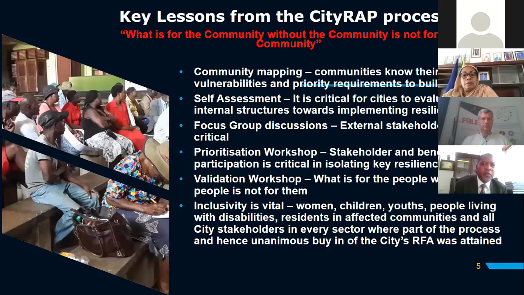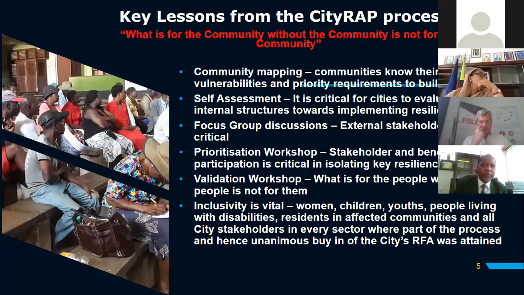What is for the community without the community is not for the community. That is important. This is what we learned from the participatory processes we engaged in during the city process. Residents were saying, what is for the community without the community is not for the community. Hence the need for a participatory approach. So the community was involved in mapping communities, knowing their vulnerabilities and priority requirements. They were also involved in the assessment of what is critical for the city, for the internal structures towards implementing.